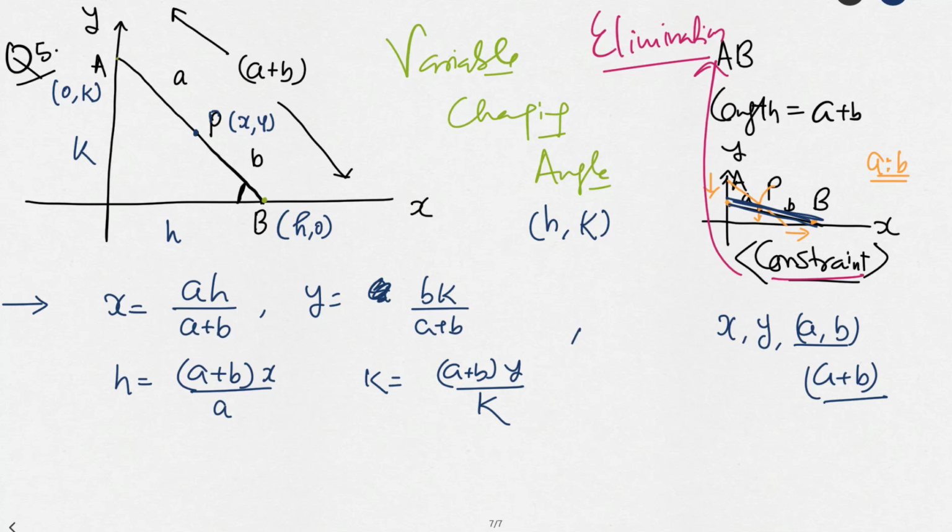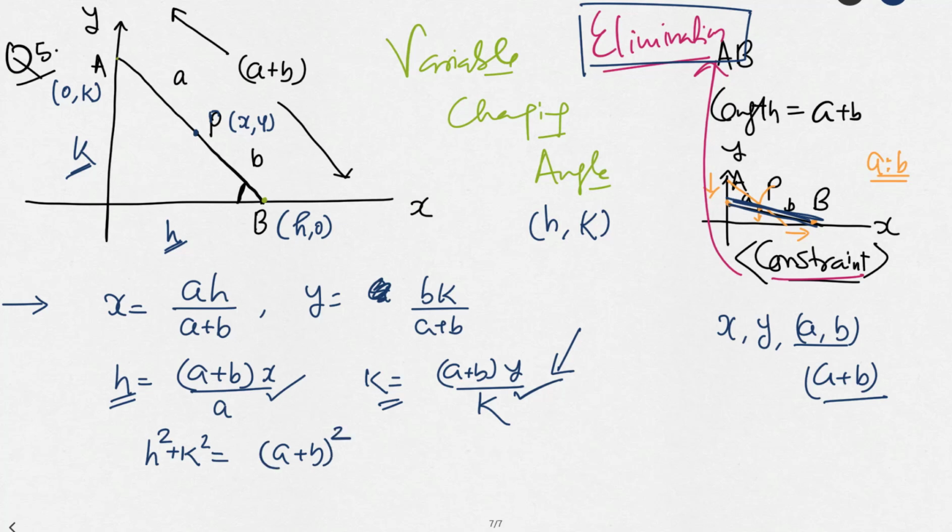Why are we doing this? Because once we have h and k, we can apply Pythagoras theorem, right? h square plus k square is this number, (a plus b) whole square, so that the final answer will be in x and y. Ultimately we have to do elimination, right? So let's put that h square plus k square is what? (a plus b) whole square.